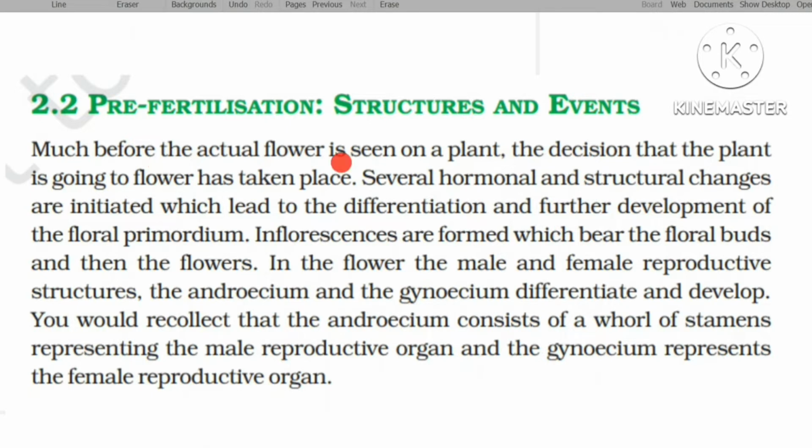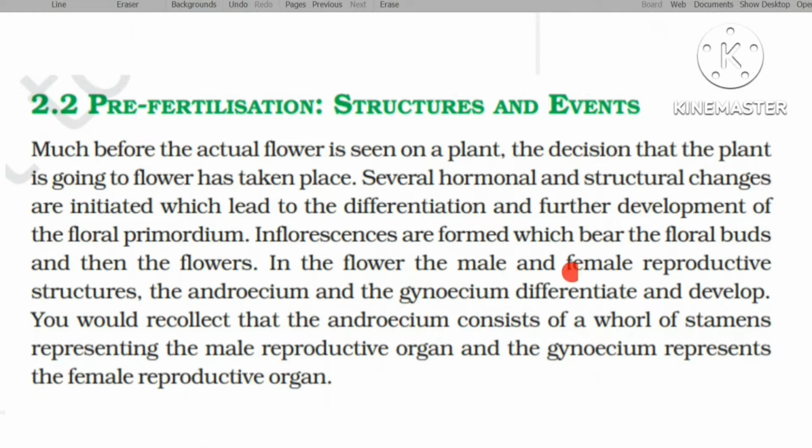Much before the actual flower is seen on a plant, the decision that the plant is going to flower has taken place. Several hormonal and structural changes are initiated, which lead to the differentiation and further development of the floral primordium. Inflorescences are formed, which bear the floral buds and then the flowers.